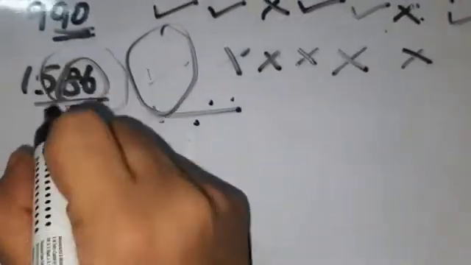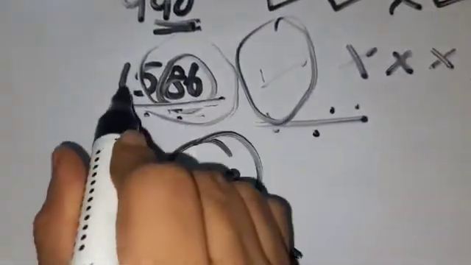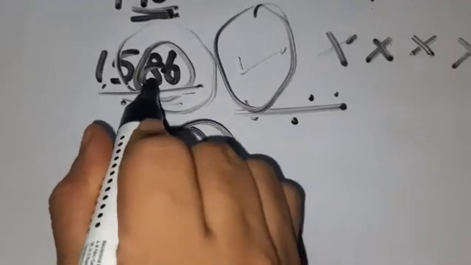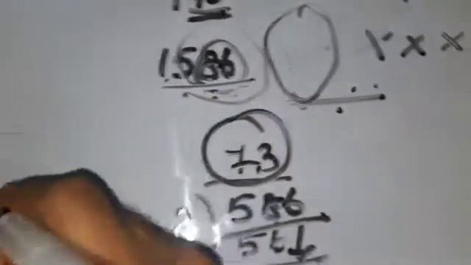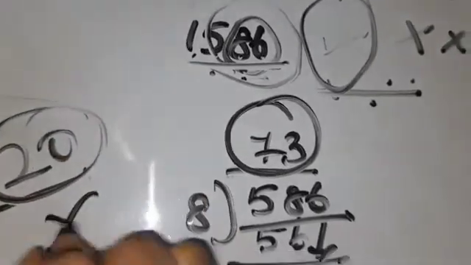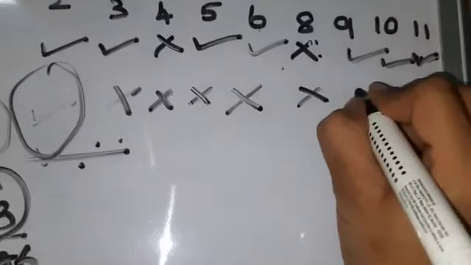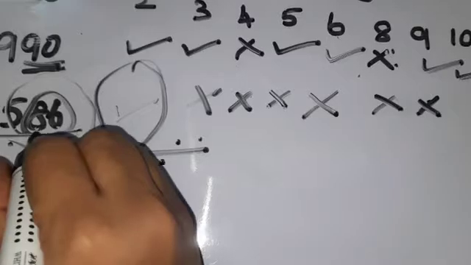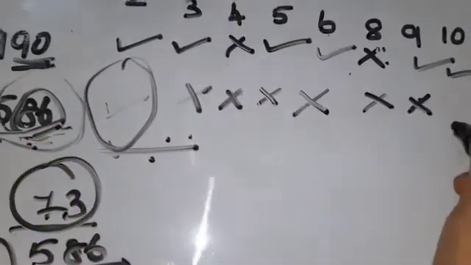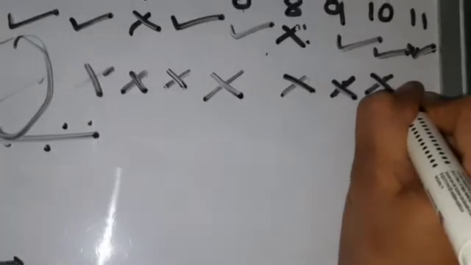Let's check for 9. 9 and 3 are the same. When we add the given number 1 plus 5 plus 8 plus 6, we get the total as 20. So 20 is not a multiple of 9. So the given number is not divisible by 9. For 10, the number has to end with 0. So the condition is false and it is not divisible by 10.